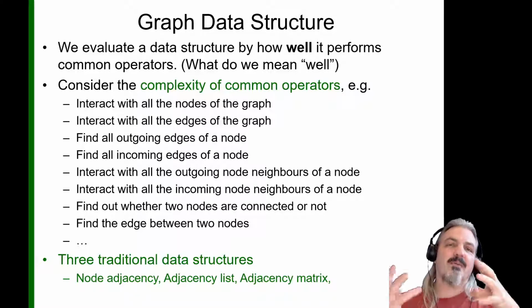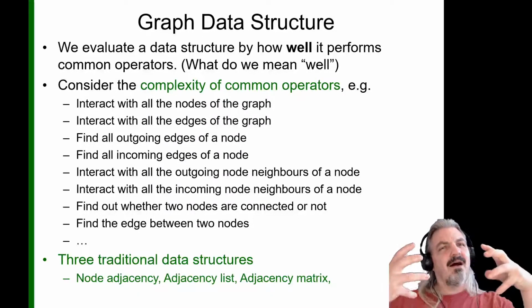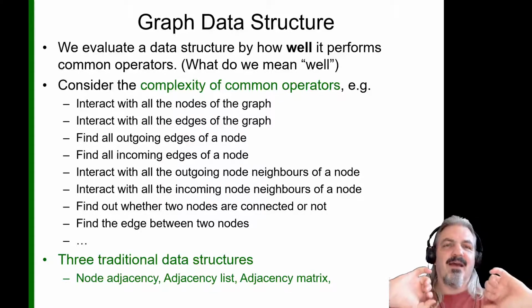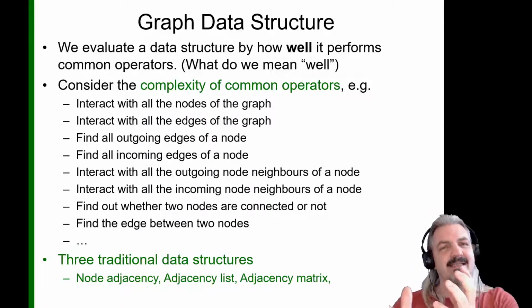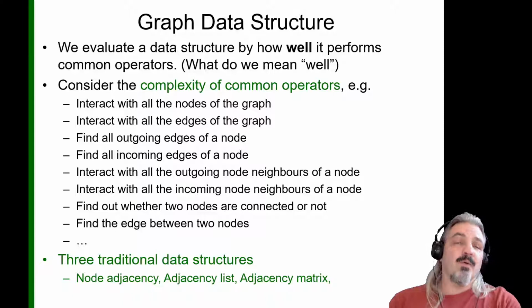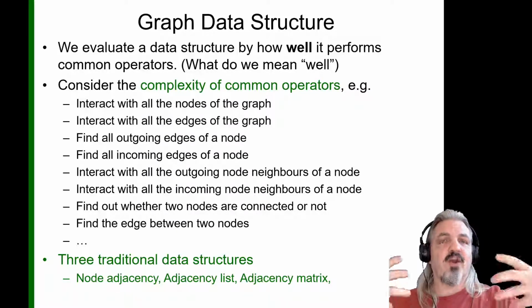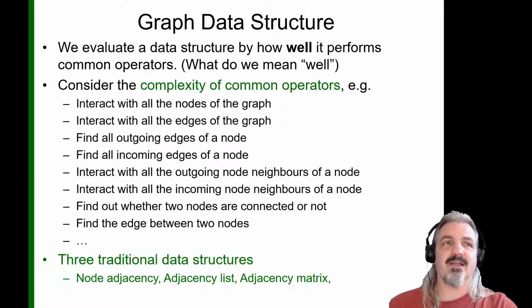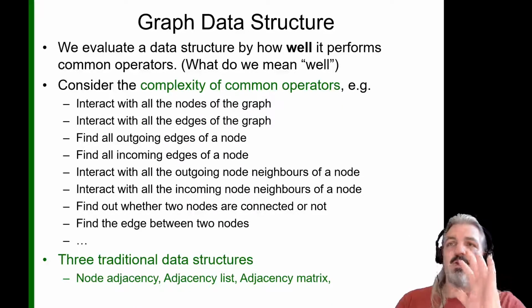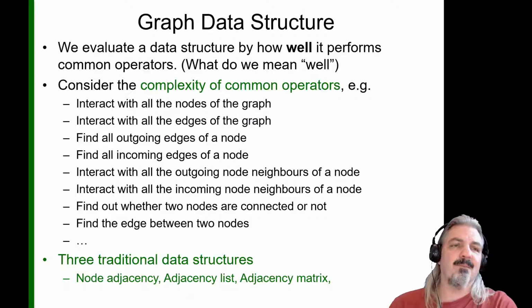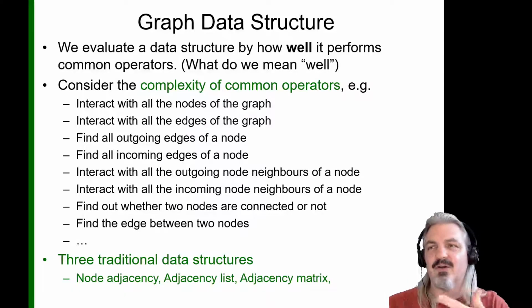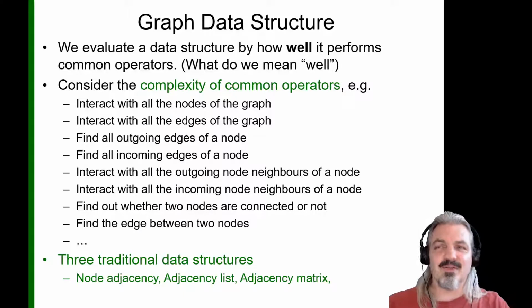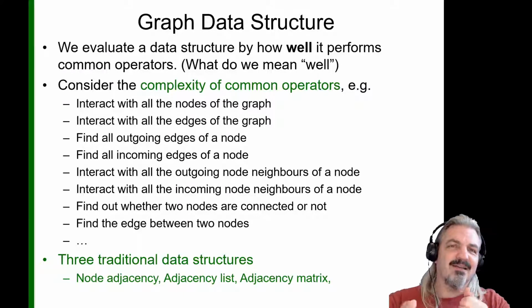So when we talk about a good data structure, we have to understand a bunch of things about a data structure, right? Both how much space it uses and how much time it takes for us to access the information in that data structure. So when we look at a graph, we are talking about what are the common operations that you would find in a graph data structure. So, interacting with all the nodes in the graph, find all the outgoing nodes, the incoming nodes, interact with all your neighbors, and work out whether two nodes are connected or not, and also find the edges between two nodes.